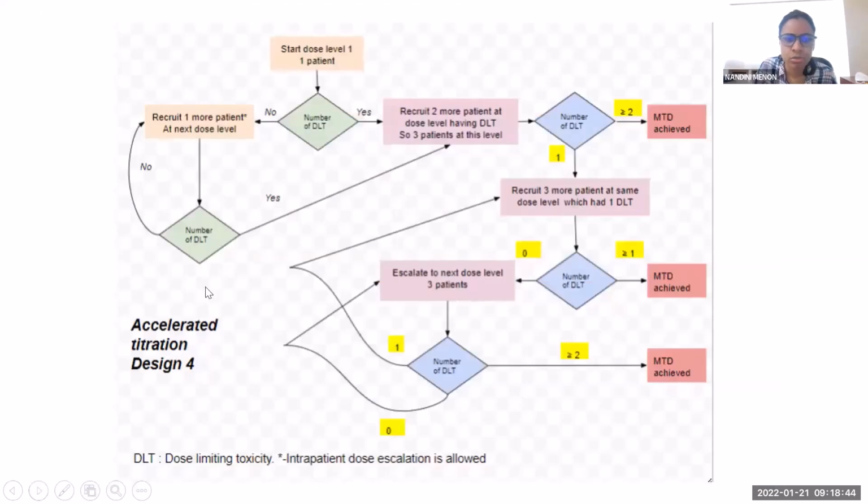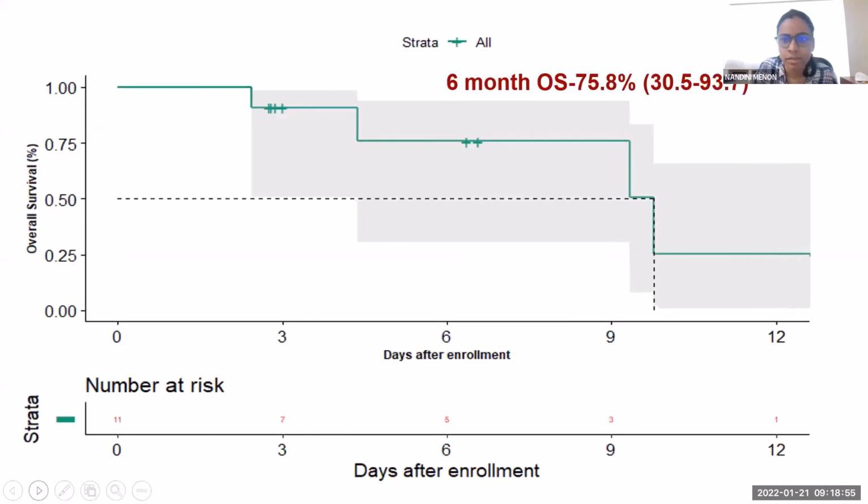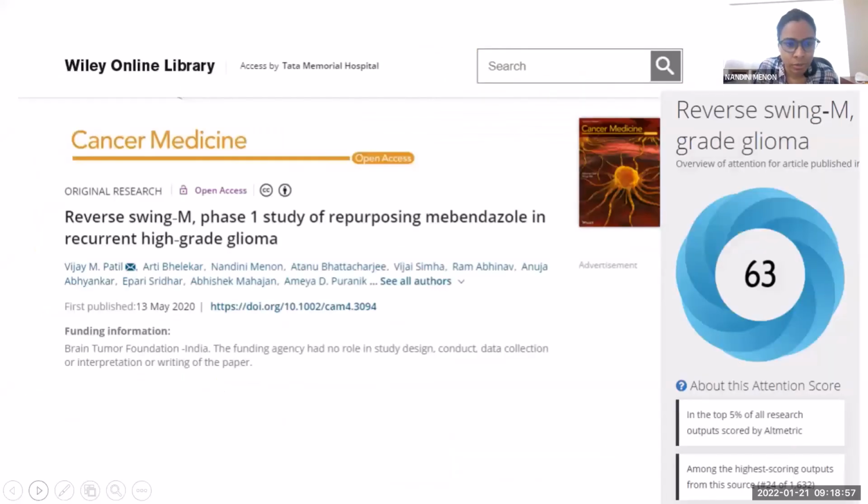First it was a phase 1 design that was done to determine the dose for phase 2. This was the 6-month PFS in the phase 1 patients, around 12 patients, and the 6-month OS. This was published, and now the phase 2 component has nearly been completed. The dose for phase 2 was 800 milligrams in combination with CCNU. This 800 milligrams of mebendazole is given thrice a day. It has to be chewed with meals, and CCNU is given at the standard dose of 110 mg every 6 weeks.